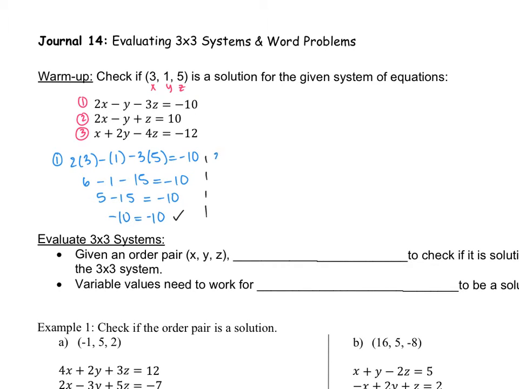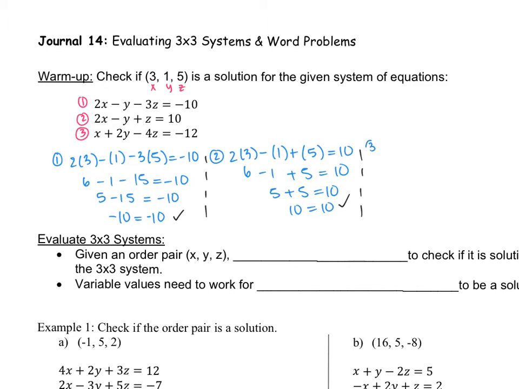Let's try out the second equation by plugging in our x, y, and z. So our x here is 3, minus y, which is minus 1, plus z, which is 5, needs to equal positive 10. So 2 times 3 is 6, minus 1, plus 5. If I take all these numbers and add them up, 6 minus 1 is 5, and 5 plus 5 does equal 10. So both sides equal 10, so this is true. So far looking good. So let's try the last one here.